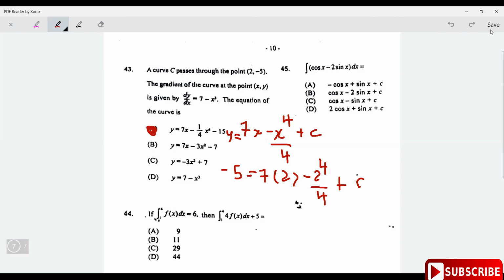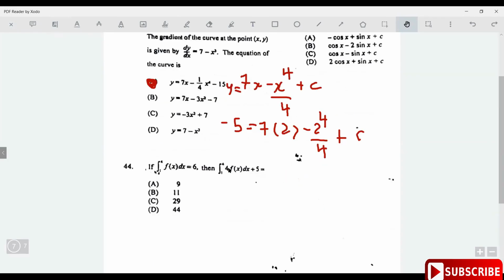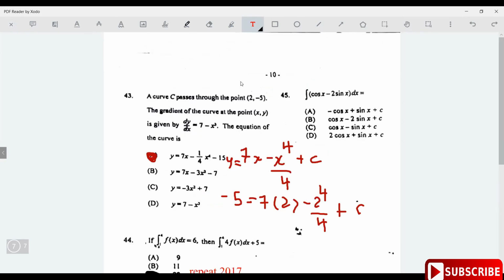Easy question. Next now, this is a big repeat question. You just replace the integral from 1 to 4 of f of x with 6. 4 times 6 is 24 plus 5 is 29. You know this is 29. This is a big repeat question. This is a repeat of 2017. Nice.